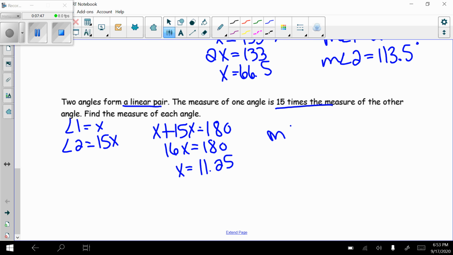So the measure of angle 1 is 11.25 degrees. The measure of angle 2, 180 minus 11.25, 168.75 degrees.